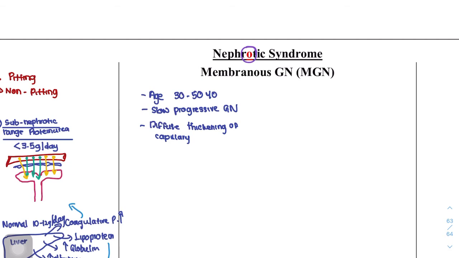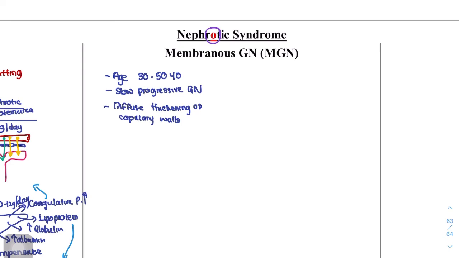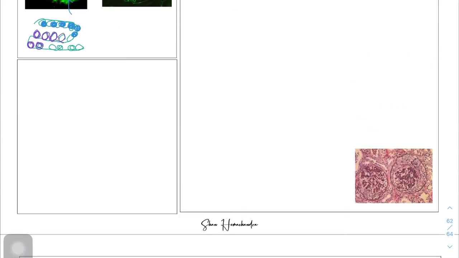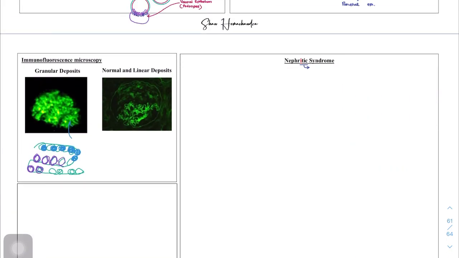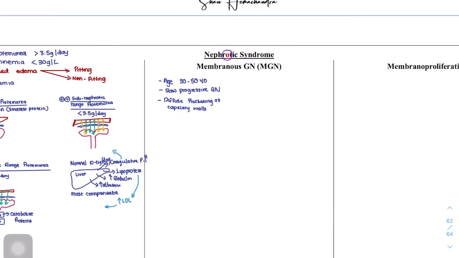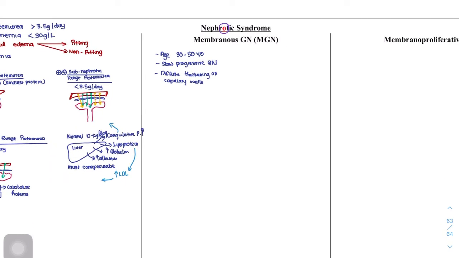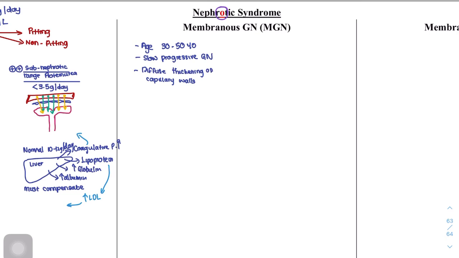Remember, there is no inflammation in this situation. In nephrotic syndrome, there is no inflammation. So do we have symptoms like fever? No, we don't get those systemic fever symptoms, because in nephritic syndrome, it's the opposite. It's an inflammatory reaction. So how do the capillary walls thicken?